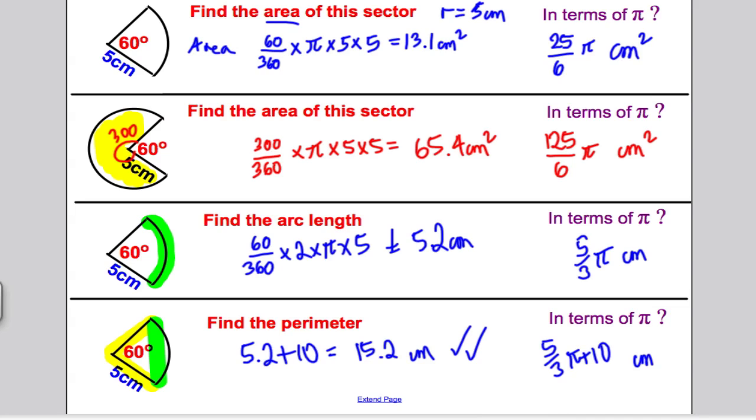So that's all you really need to know about areas and perimeters of circles in the higher levels. So we had to know all the stuff we knew for foundation, plus how to work out the area and perimeter of, say, arcs or sectors in circles.